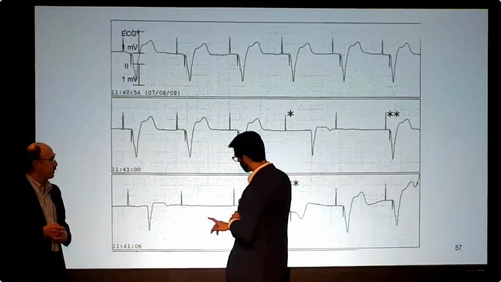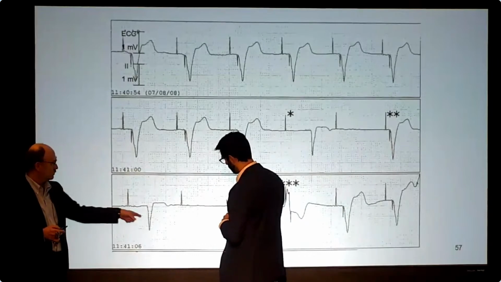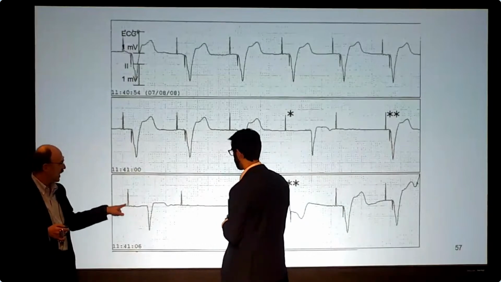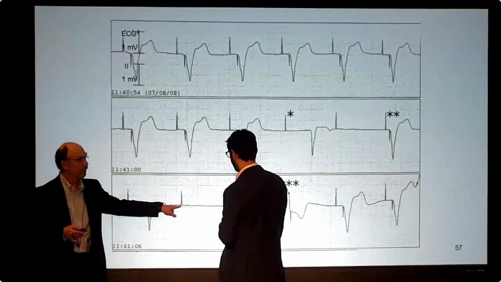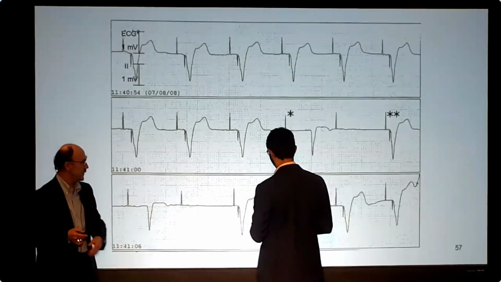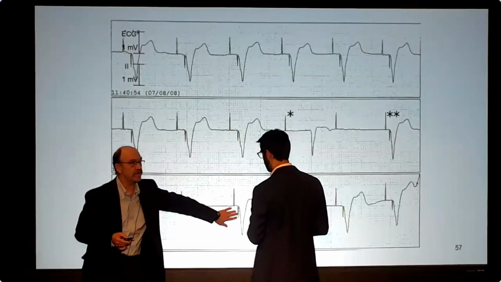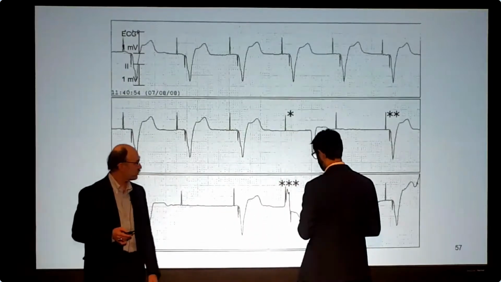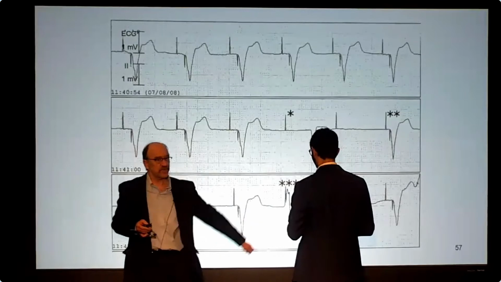So here we pace the atrium again, and we get delayed conduction to the ventricle. So we know we're capturing the atrium. Yep. And then pace the atrium with no conduction to the ventricle. And then we resume backup pulse. A pace, V pace. Now what happens here? Triple stars.